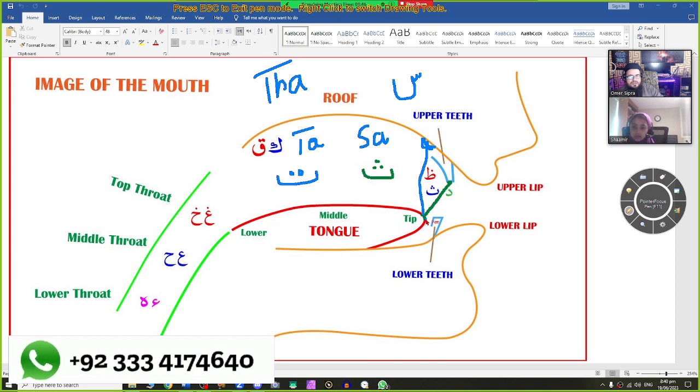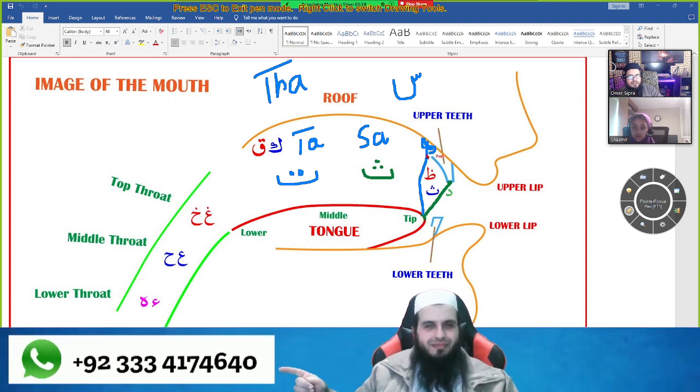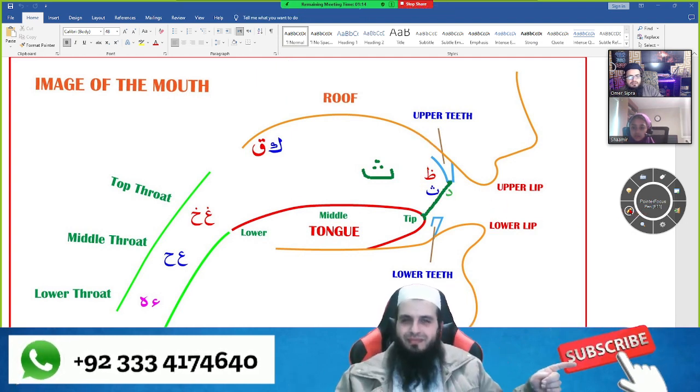Just remember the positioning of the tongue, where we have to place the tip of the tongue in each and every alphabet, and automatically you will be able to pronounce it correctly. Are you getting my point? Good job. In the three dotted letter, the tip of the tongue touches the edge of the upper tooth. Just repeat after me. And in the letter ta, the tip of the tongue touches this bumpy area. Say ta. Good job, mashallah, that's great.